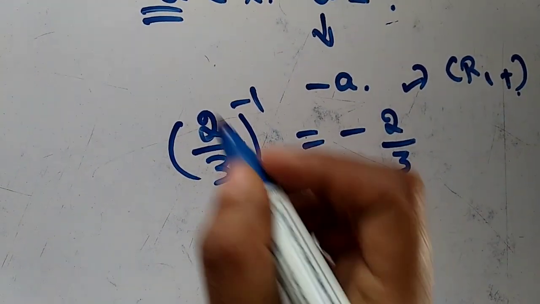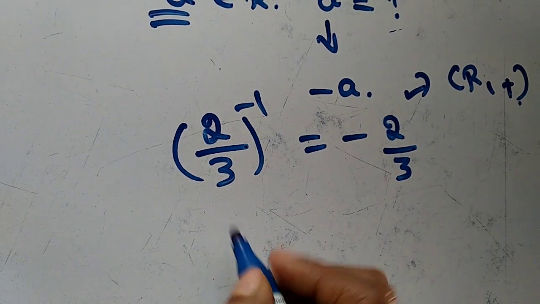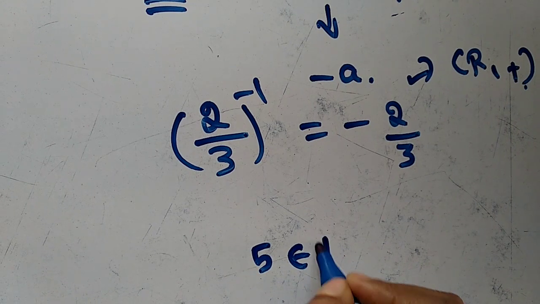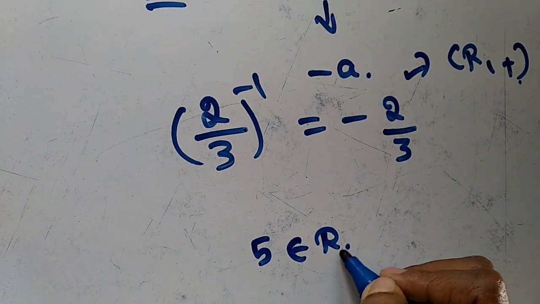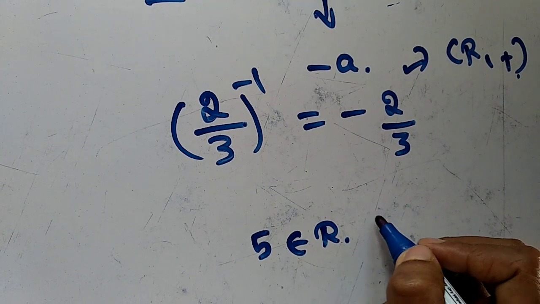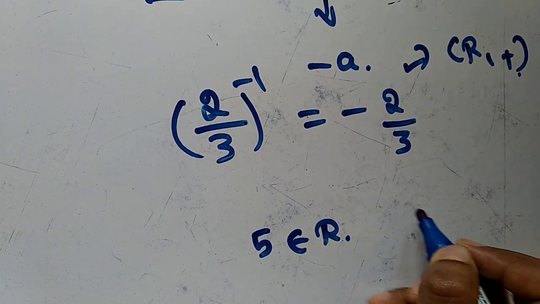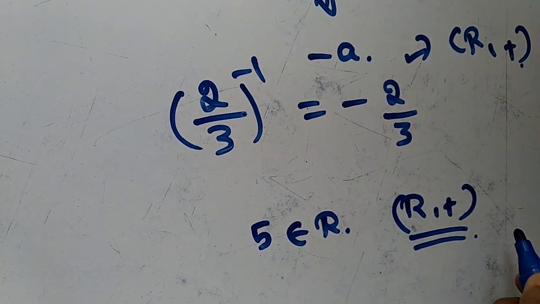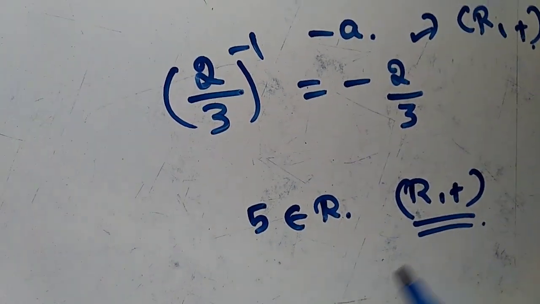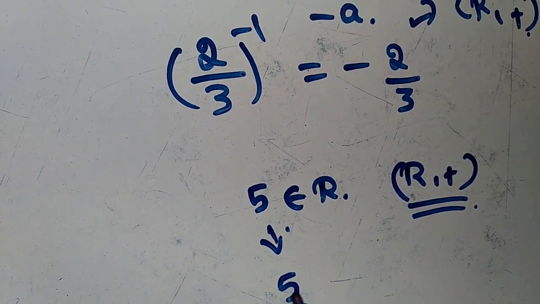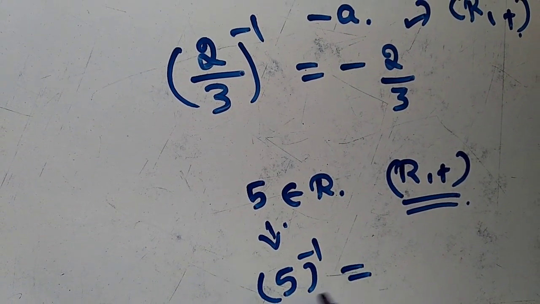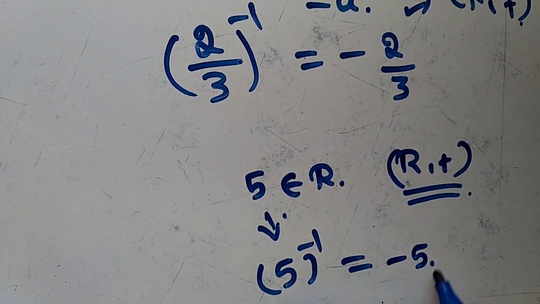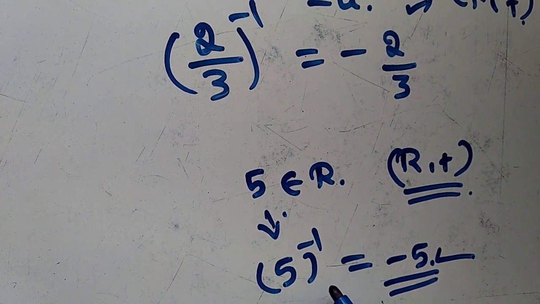Otherwise, if they ask for finding the inverse of phi, so here phi belongs to R. Okay, so phi belongs to your real number. So the condition is that R plus is your group or your set, so this is your algebraic structure. Then find the inverse of this one. Means what is phi inverse with respect to addition? So directly you can say minus phi is the inverse of phi.